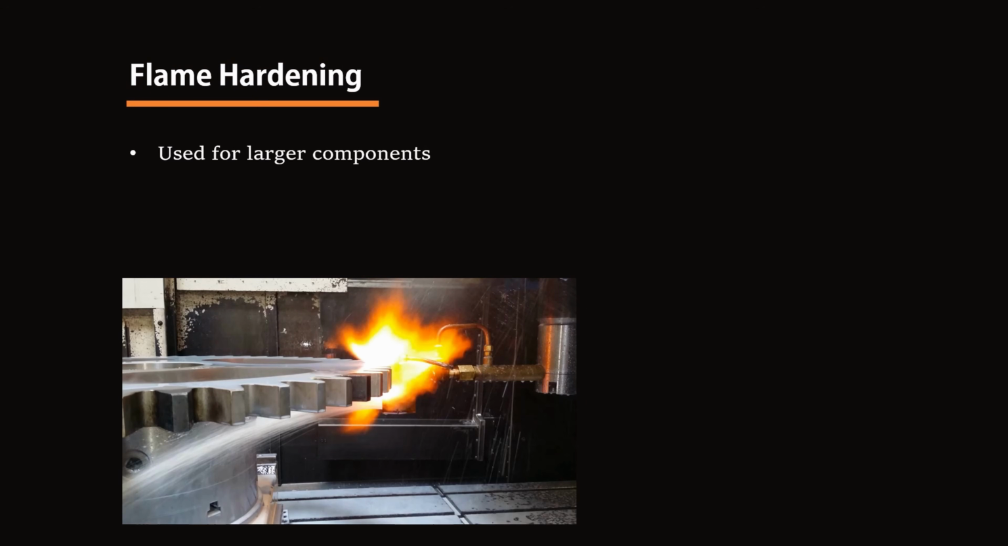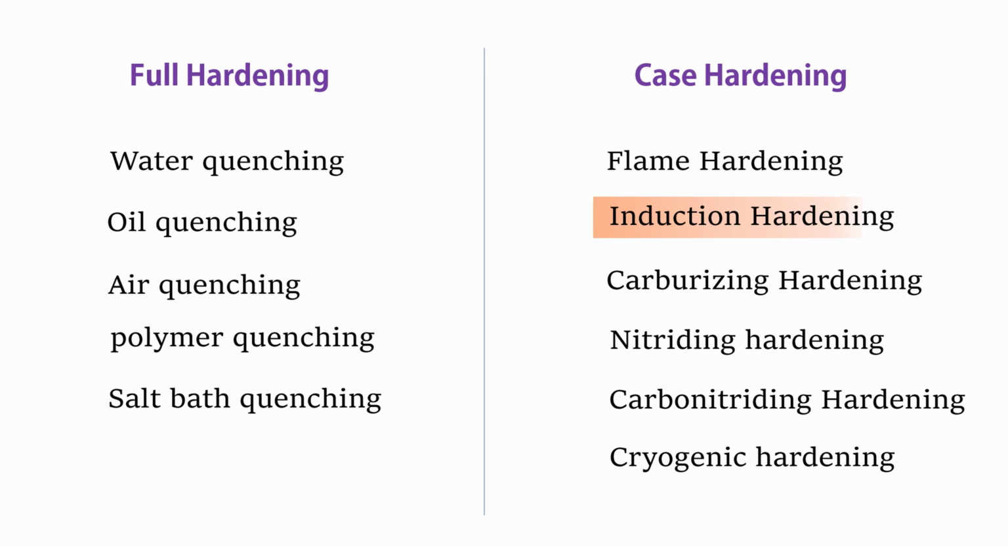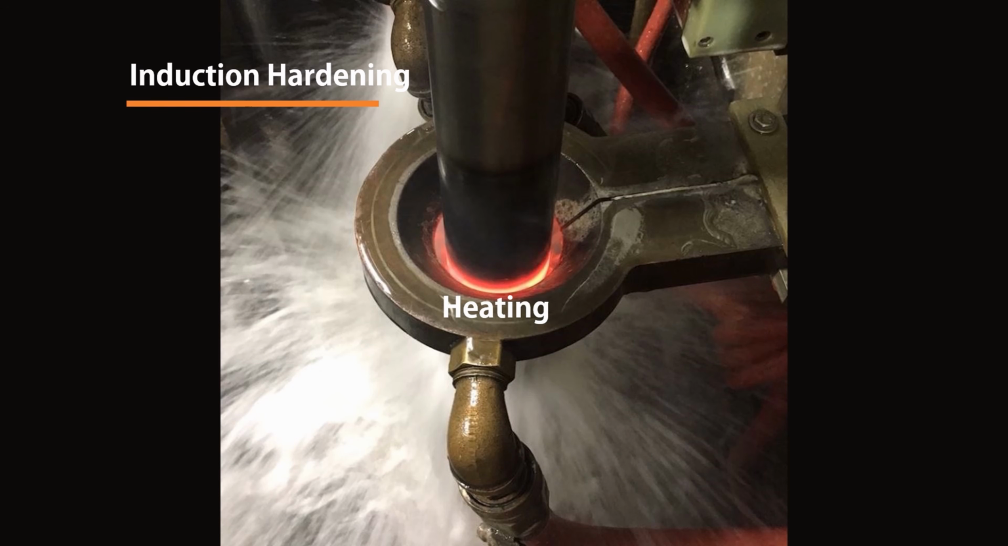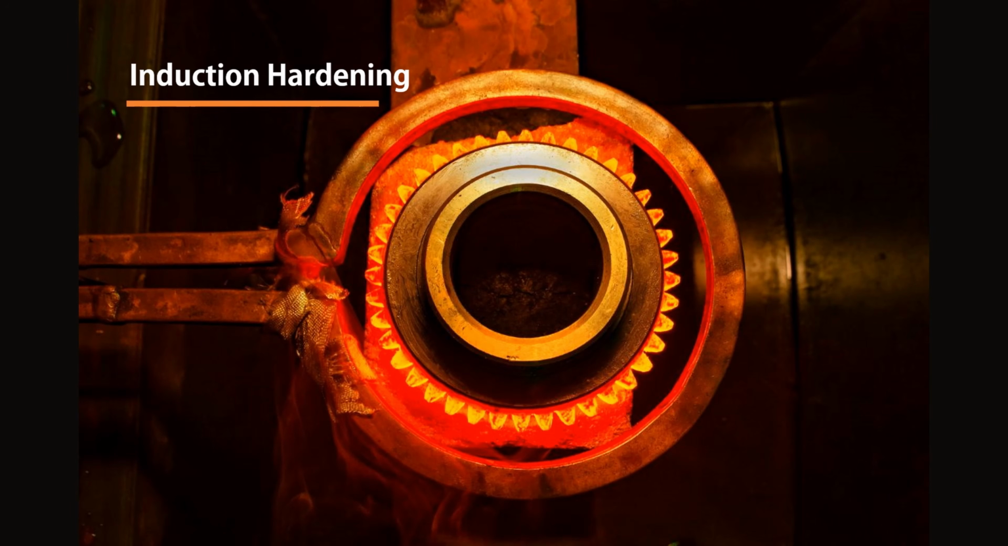This method is used for large components like large gears, tracks for heavy machinery, and crane wheels. The main advantage of flame hardening is its flexible and mobile process, suitable for large components and localized hardening. In induction hardening, the steel component is heated by electromagnetic induction and quenched to form a hard martensitic layer, and this method is used for shafts, axles, gears, and bearing races. However, it is limited to specific geometries.